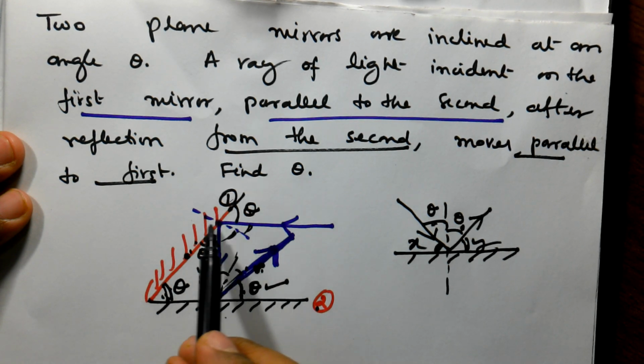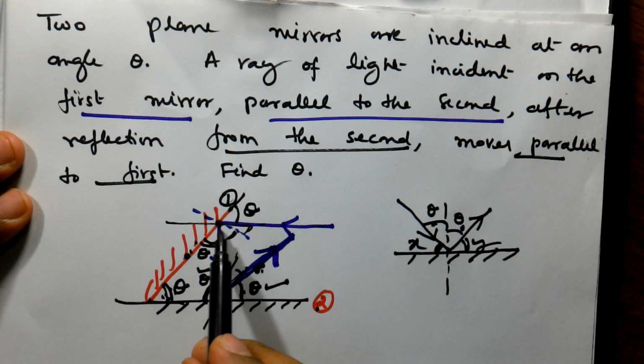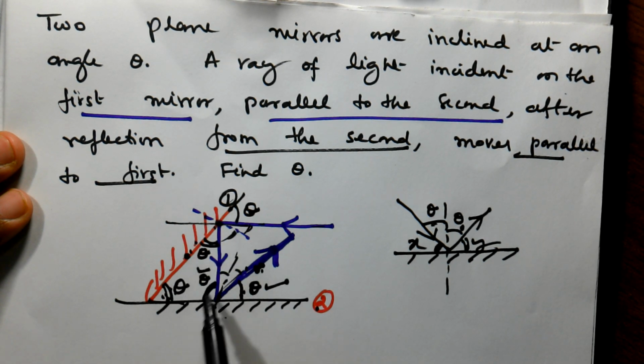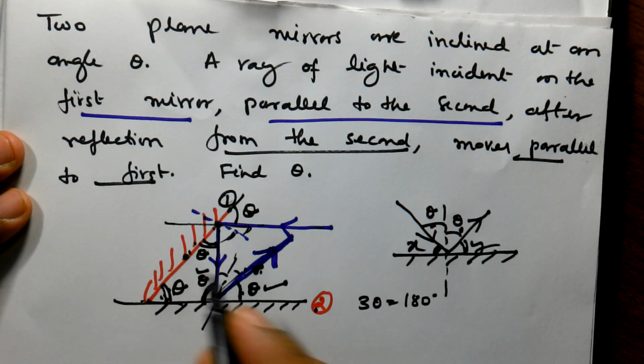And this one should be equal because these two are parallel. If this is theta, this is theta. For this one it is the glancing angle, it is theta. So this is theta, theta, theta. You see this triangle, all thetas. So 3 theta must be equal to 180. Here, what is theta? It is 60 degrees.